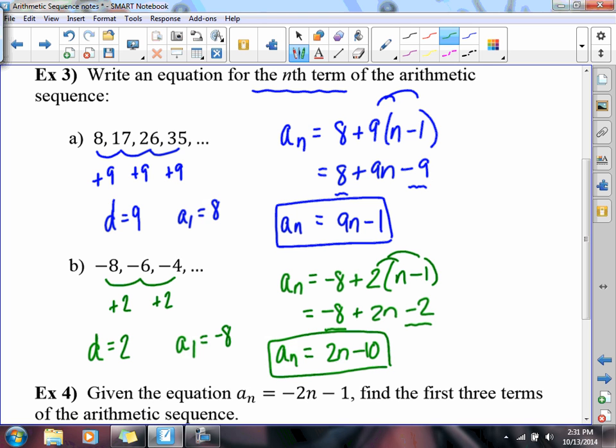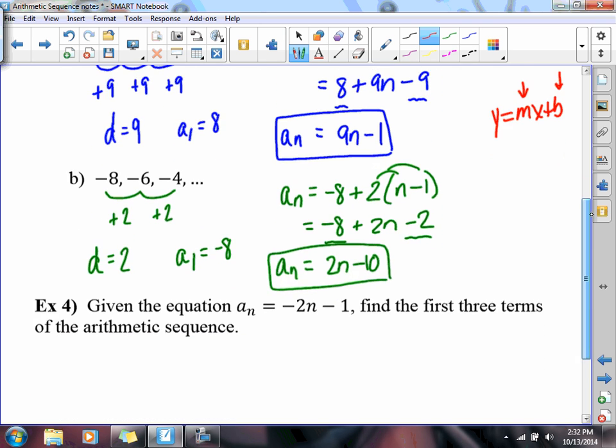Now, this format that these equations are written in is very similar to slope-intercept form. Slope-intercept form is y equals mx plus b. That m is going to be your slope, that's a number. And then the b is what's added or subtracted on at the end, that's also a number. And then x is always going to stay an x. So hopefully you can see that the 9 would be your m, and the -1 would be your b. The 2 would be your m, and the -10 would be your b. So it's very similar to slope, this concept of arithmetic sequence.